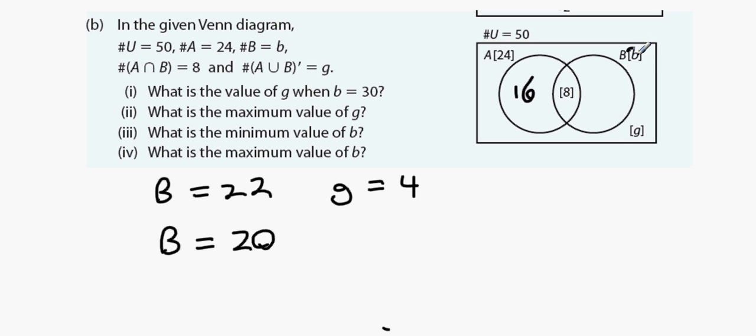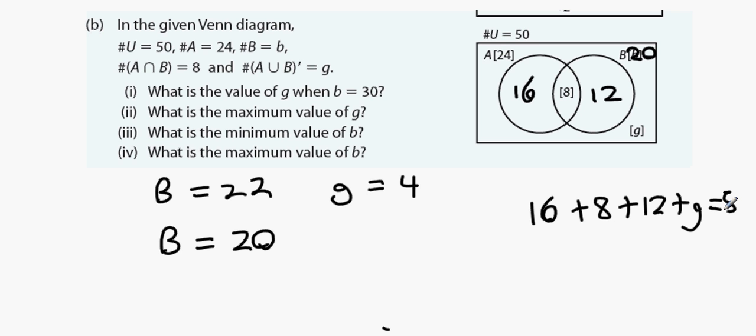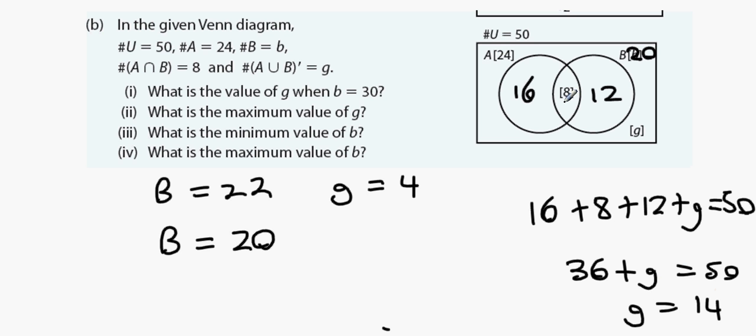So if B is equal to 20, 8 plus 12 is 20. And now I'm going to find out what G is. So 16 plus 8 plus 12 plus G has to be equal to 50. So I'm going to get 24. So I'm going to get 36 plus G equals 50. G equals 14, okay? So 16 plus 8 plus 12. Okay? Now, what we've learned is that if I lower the value of B, the value of G goes up.